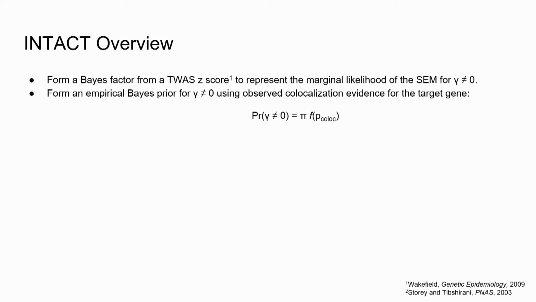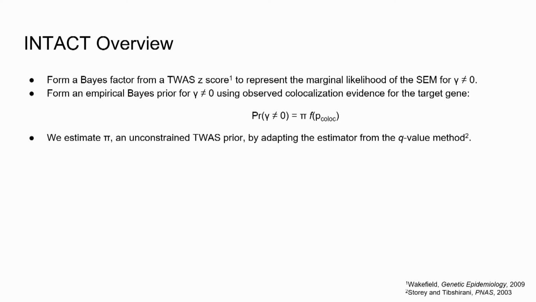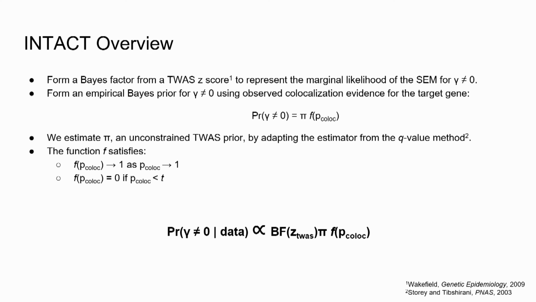That's going to take the form pi f of p colloc, where p colloc is our co-localization probability. We're going to estimate pi as an unconstrained TWAS prior, and the function f is going to satisfy two properties: the first being that it's monotonically increasing with our co-localization probability, and the second being that it's thresholded at some value t, just to make sure that if we have a very strong spurious TWAS signal, we don't want that to overwhelm a very small co-localization probability. And then at the end of the day, we can use Bayes' rule to form our posterior.